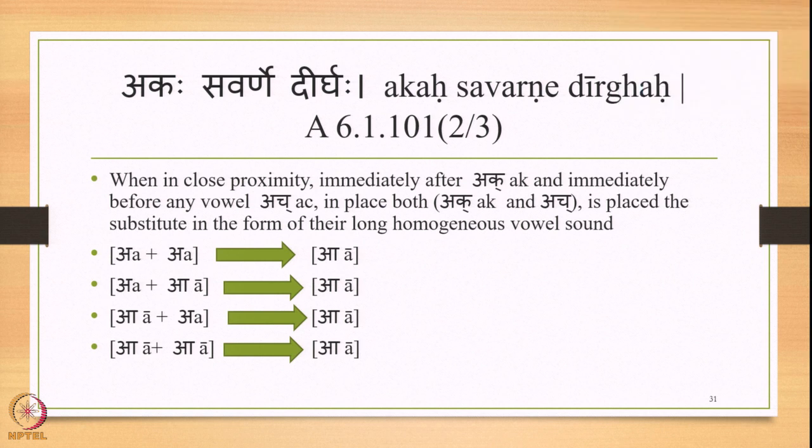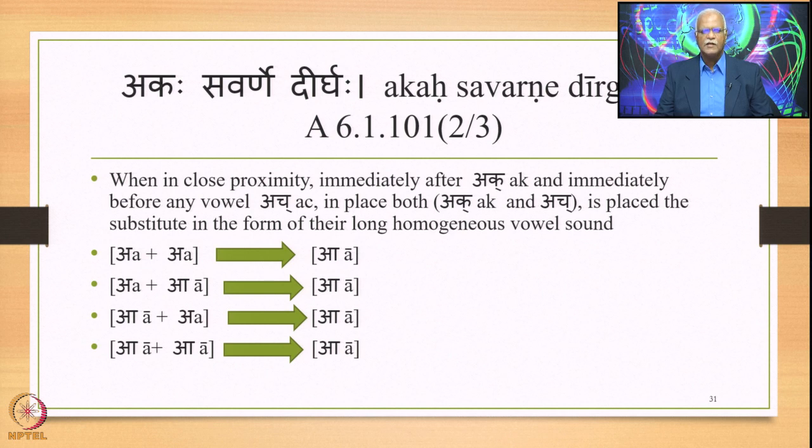So the overall meaning of the sutra is, when in close proximity, immediately after ak and immediately before any vowel, that is ach, in place of both ak as well as ach, is placed the substitute in the form of their long homogeneous vowel sound. So we have a plus a as input, and the output is long a. Similarly, a plus a as the input, and the output generated is a. Then we have a plus a as the input, and the output is a. And finally, we have a plus a as the input, and the output generated after the application of 61101 is also long a.